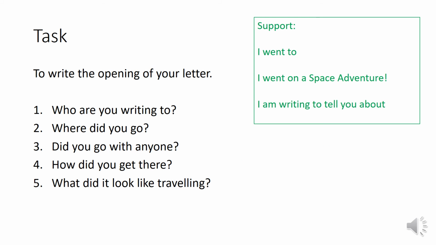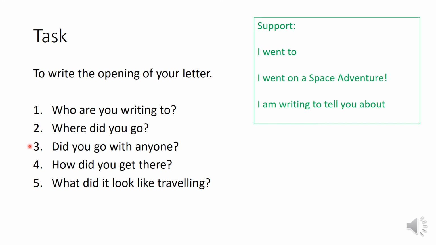Now here I've just put a list of things to help you remember what to write. So for the opening of your letter, the first thing you need to do is write who you are writing to. So I put to Rachel, but you might want to put someone else. Then you need to leave a line and start your letter. So the first thing you need to write is where did you go? You then need to write if you went with anyone.